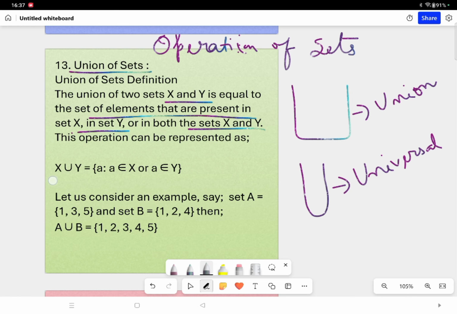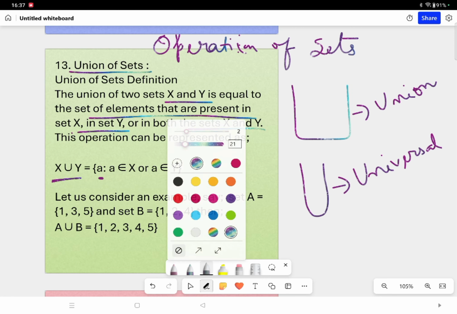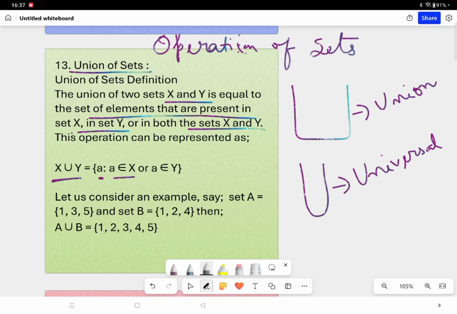So what is x union y? It means that A is an element which will be present in x or y. When you're talking about union, always remember OR is coming. So what is the mathematical definition? x union y equals A, where A is any element present in x or in y. That will be called union of sets.